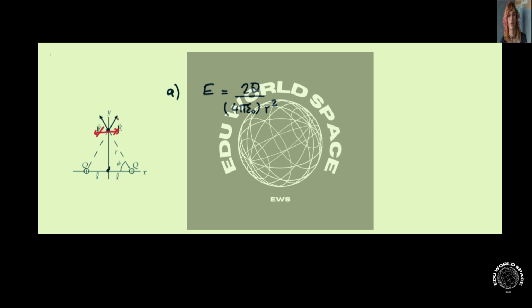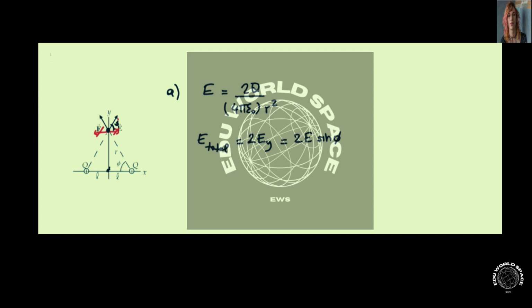So as far as the total electric field at this point is concerned, we have twice the y component of this electric field. The y component is the magnitude of the electric field coming from a single charge, and if this angle is phi, then this angle is also phi, so we take the sine of phi and multiply it by 2 because we have 2 electric fields.